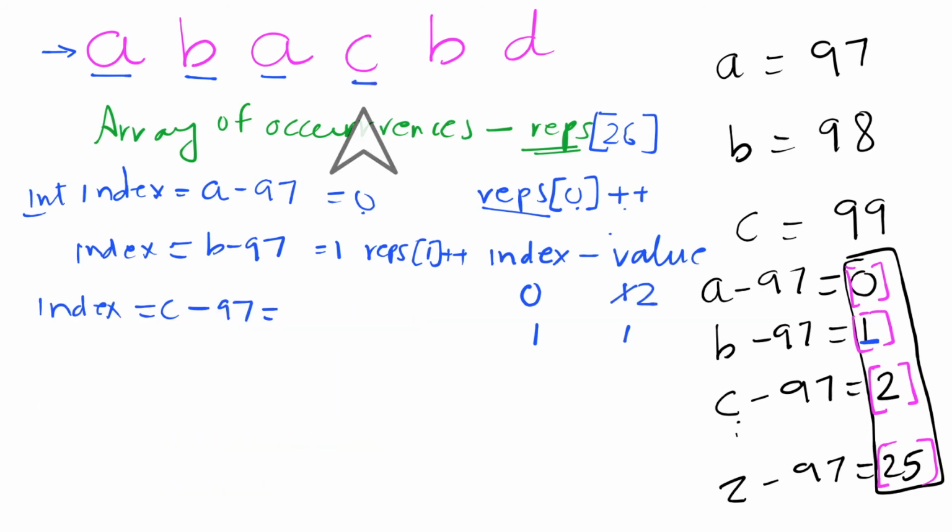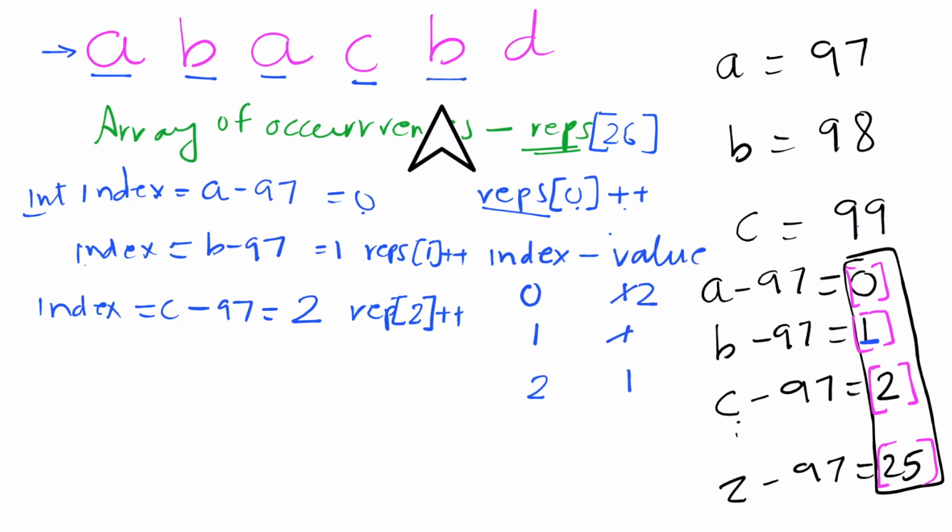Proceeding in the same way, we will set the number of occurrences for character c to 1, and we will update the number of occurrences of character b to 2. The last element in the input array is d. Let's find its index here.